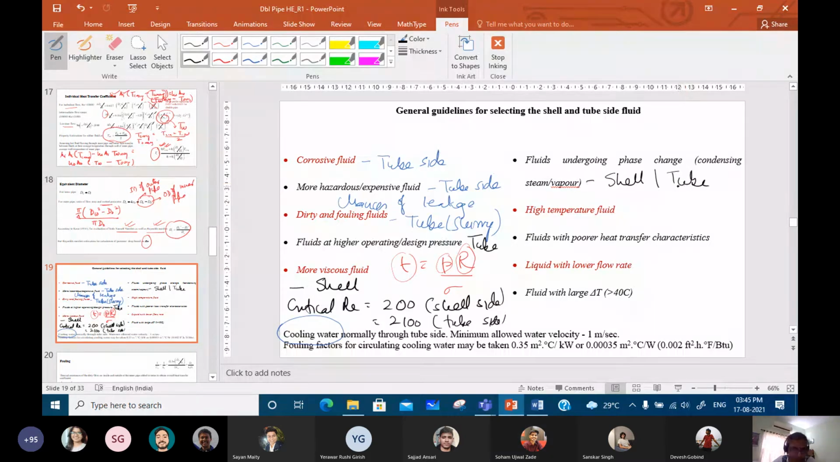Yes. What about the fluid with a higher temperature? Where would you like to place it? Ma'am, shell side. Shell side. Any particular reason? Because the critical Reynolds number for the shell side is very low compared to the tube side, so we can achieve turbulent flow there, and in that way make sure the heat transfer coefficient will be more, because it is a high temperature fluid, so we need to cool it, right?